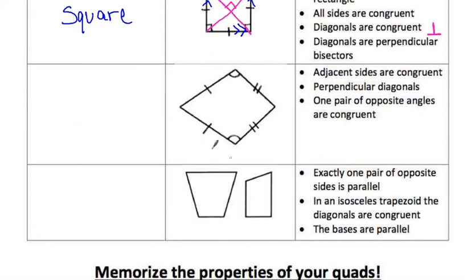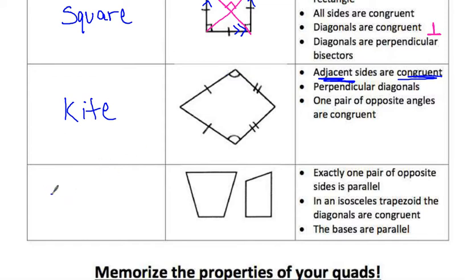Our last two shapes, the first one is called a kite, and the most important property is they have adjacent sides that are congruent, and adjacent means they're next to each other. So these two sides are congruent and these two sides are congruent. And they also have one pair of angles that are congruent on either side.